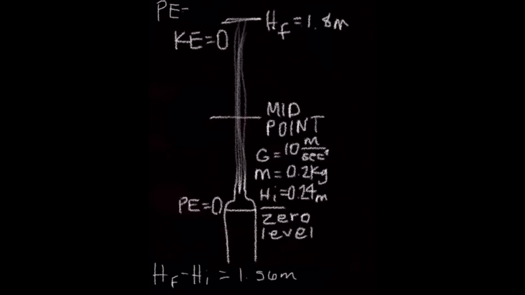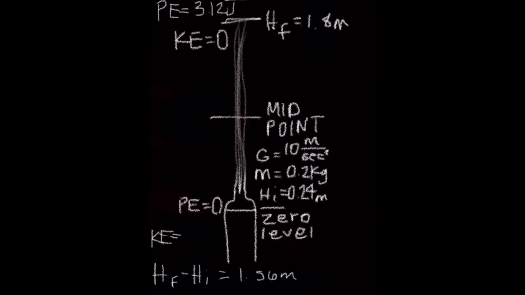To calculate the PE, it would be mass times gravity times height. Therefore, it would be 0.2 kilograms times 10 meters per second squared times 1.56 meters. This would come out to be 3.12 joules. The next calculation that we must find is the KE at the bottom at the zero level. In order to calculate the KE, we will be using the formula 1/2 mv squared.